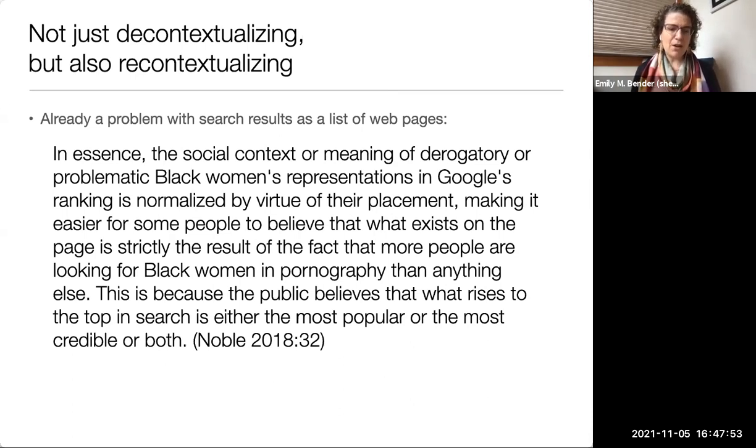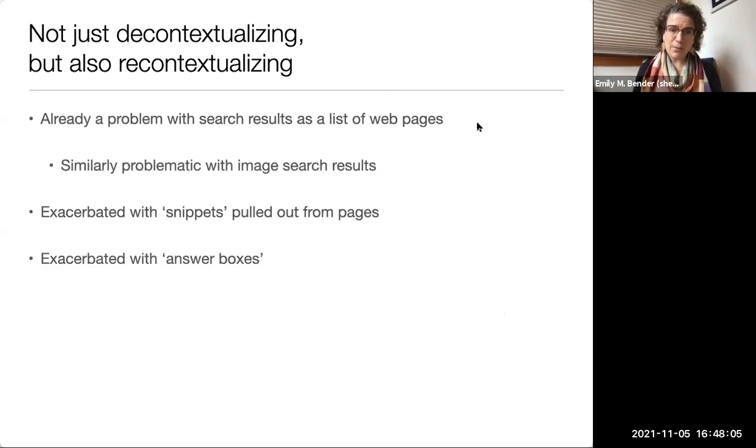And I think that's a very accurate description of how people encounter and make sense of Google search results. And it is not at all an accurate description, as Noble was saying, of what's actually going on inside the algorithm. So that was already a problem with search results as a list of web pages, and similarly with image search results. And it's now exacerbated when snippets are pulled out from pages, and exacerbated even further with answer boxes.